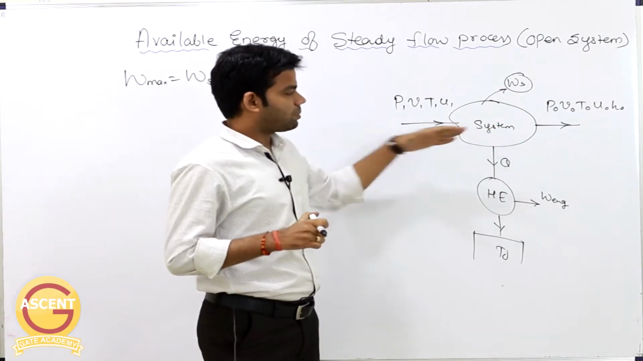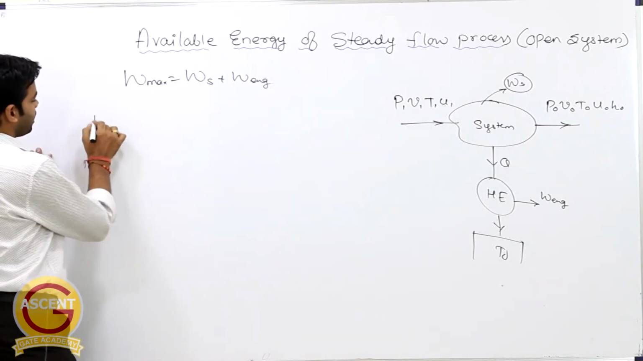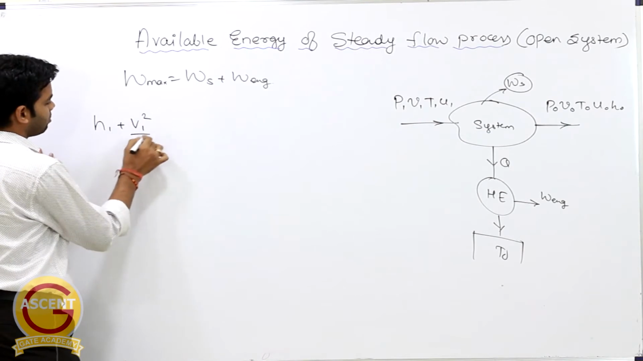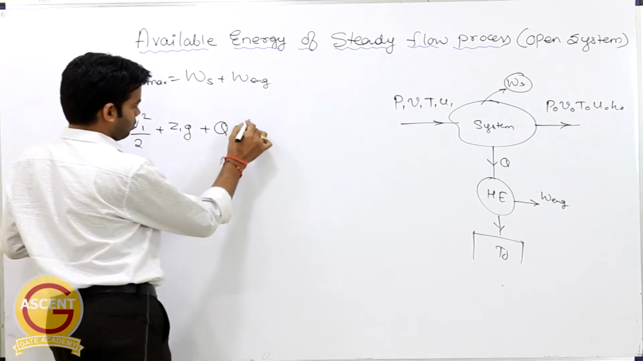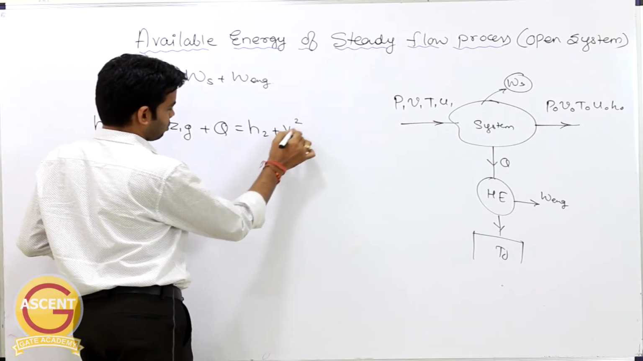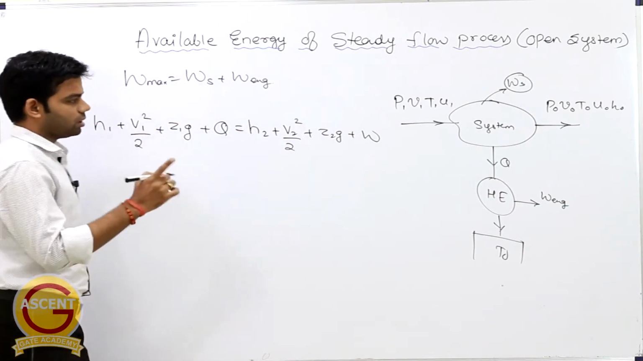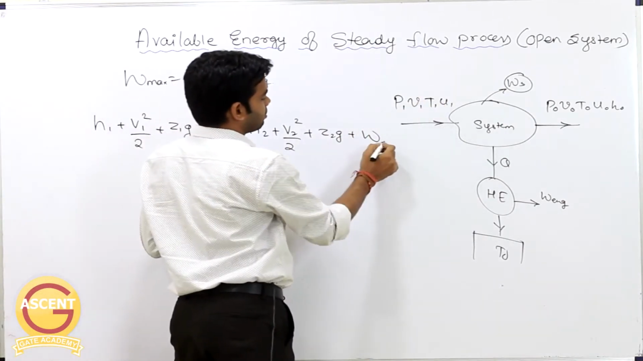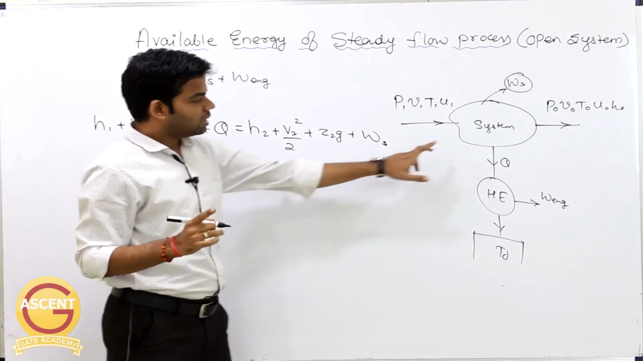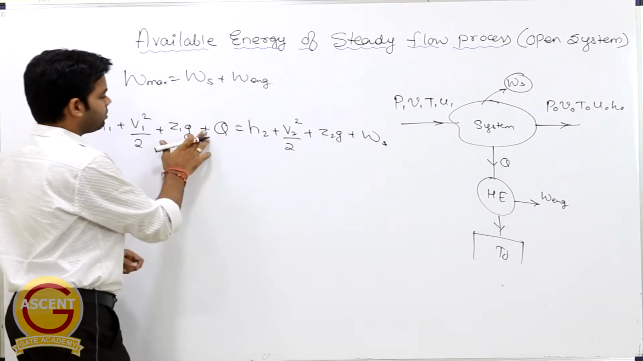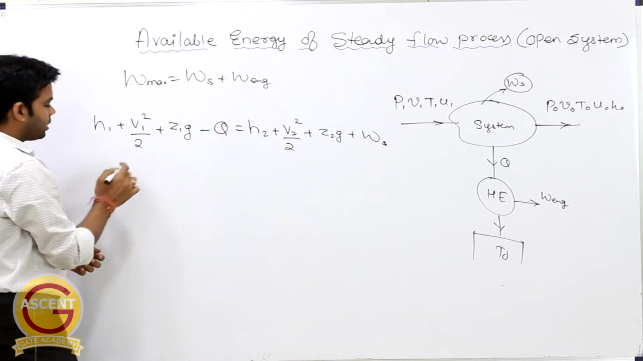For this we will apply the first law for a steady flow process. So what is the first law for a steady flow process? H1 plus V1 square by 2 plus Z1G plus Q is equal to H2 plus V2 square by 2 plus Z2G plus W, the steady flow energy equation. Now here the work done is nothing but the shaft work, which is positive because work is done by the system. Heat is rejected by the system, so this heat will be taken as negative. Clear or not?